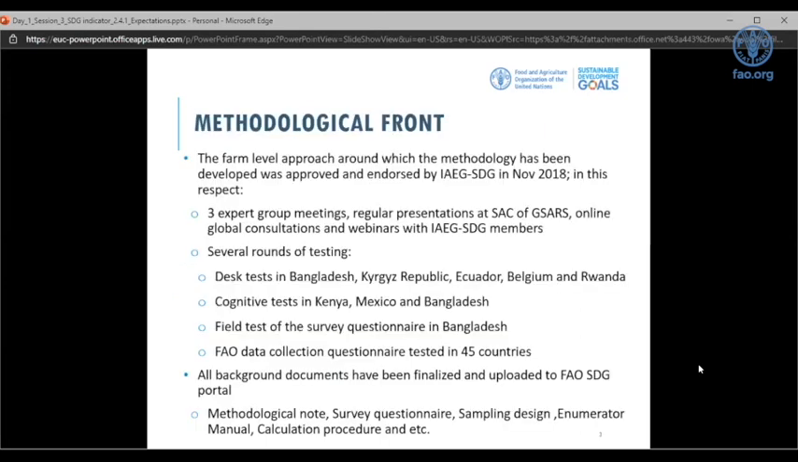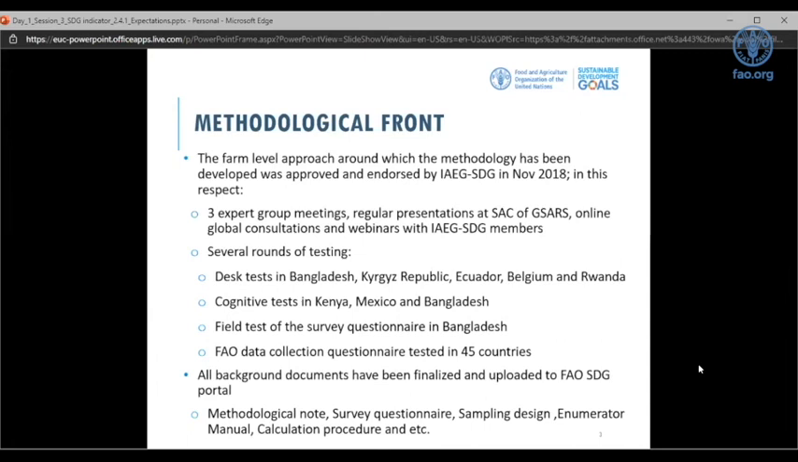Now, by now you may have a very good idea that the methodology of 2.4.1 is based on agriculture surveys, used as the main data collection instrument for all 11 sub-indicators. Reaching this stage of the methodology has been a long participatory process of discussions with experts, several rounds of testing, which we discussed, and follow-up technical work on development of methodological and support documents.